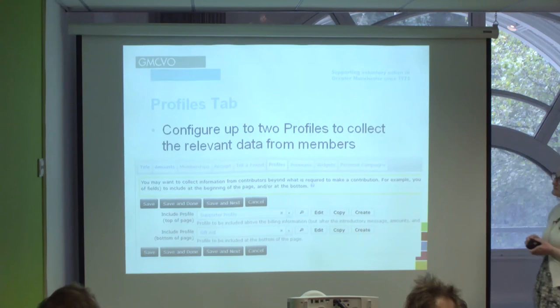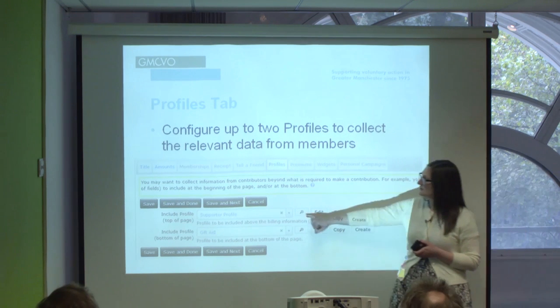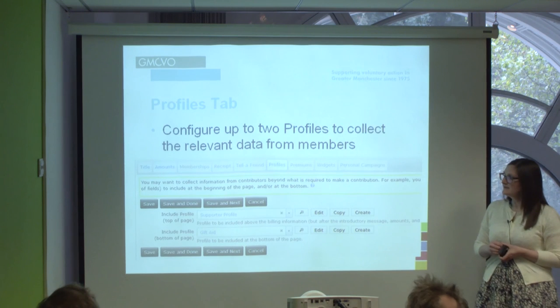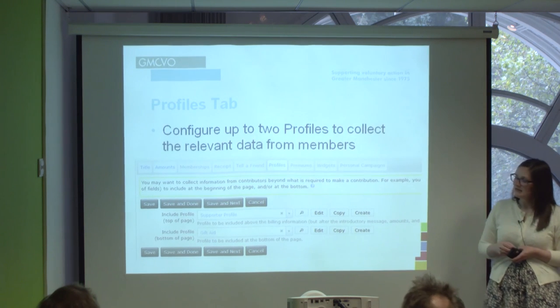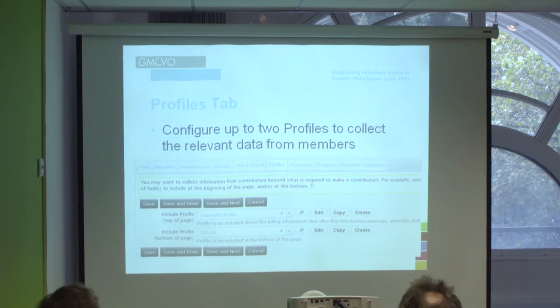So here's just a quick shot of the profiles tab, like I said. So we can configure up to two profiles that we can include on the page. And depending on your membership type, you might want to use the gift aid extension as well. If your specific membership type is gift aidable, you can ask those questions straight on there and collect that data as well.